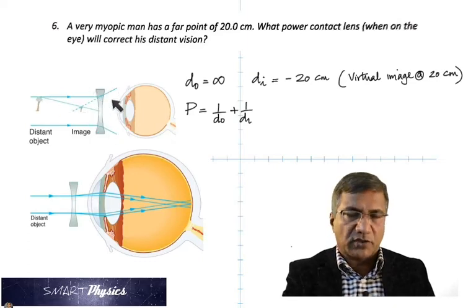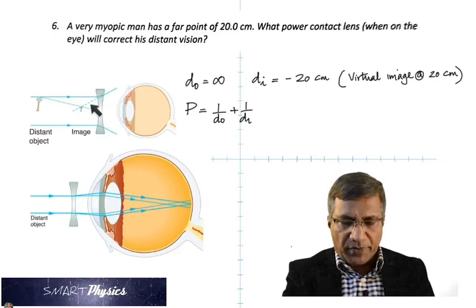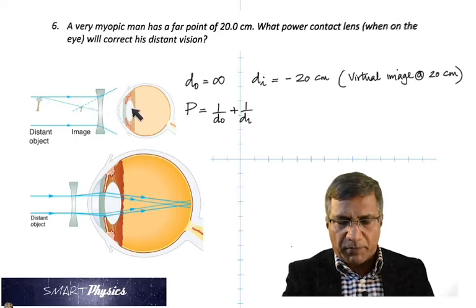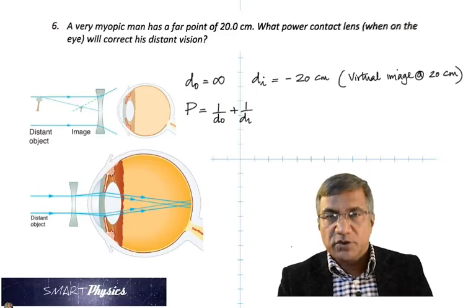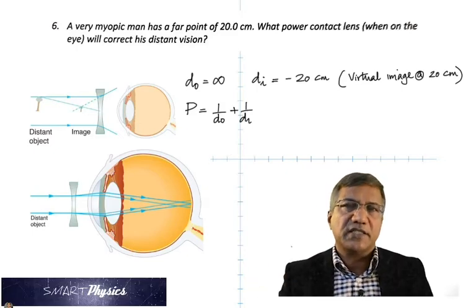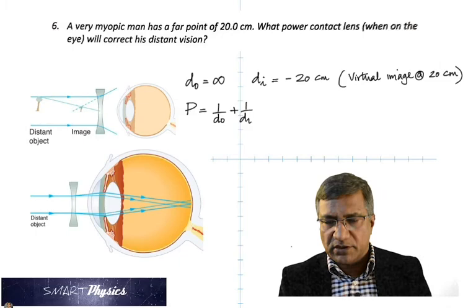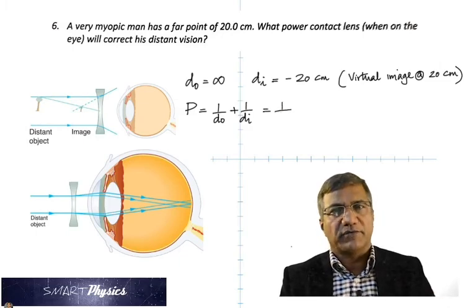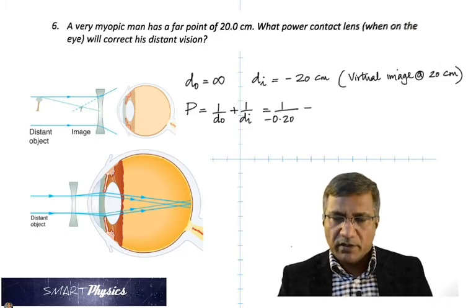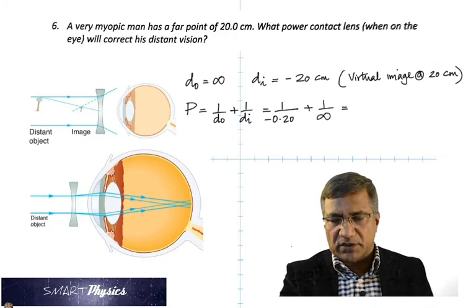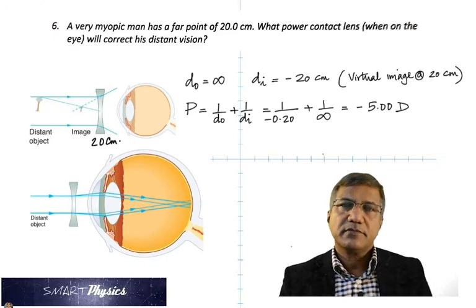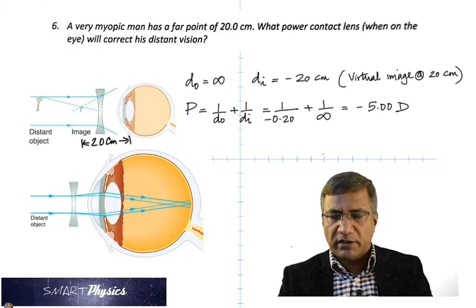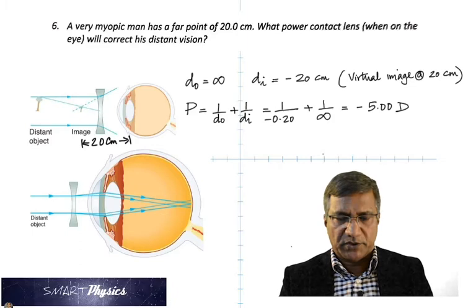Well, although this is not shown as a contact lens. Essentially, that image needs to be 20 centimeters from the eye so that this lens can take it on from there. So DO is infinity, DI is negative 20 because it's a virtual image, and then we can find the power of the lens. Now, it needs to be in meters, so 0.2, and 1 by infinity is 0. So when you do that, you get negative 5 diopter.